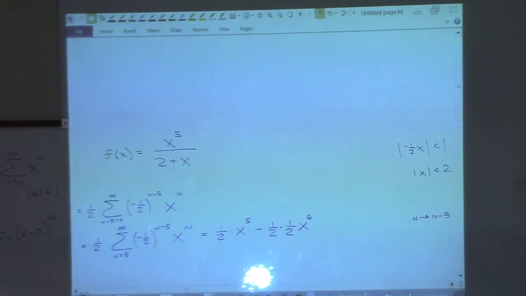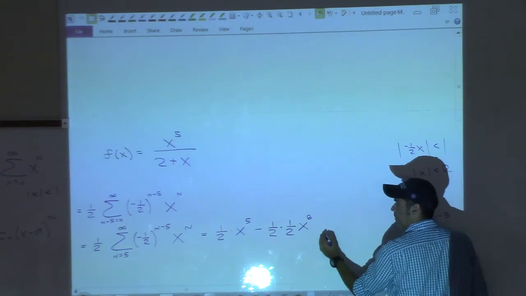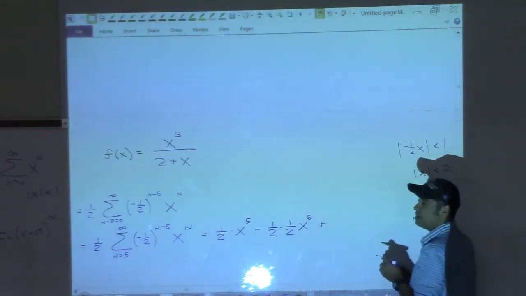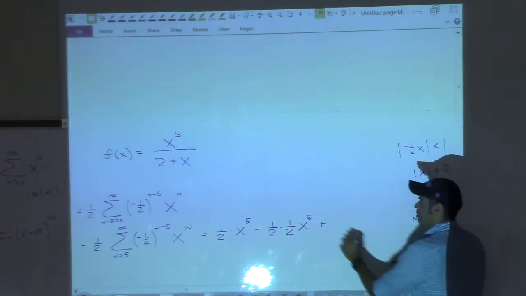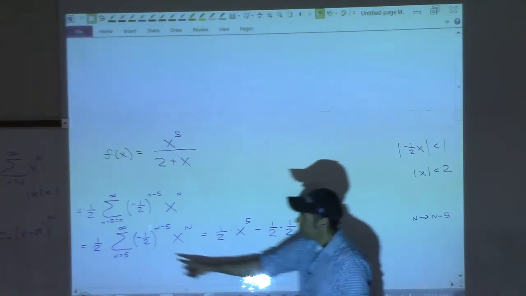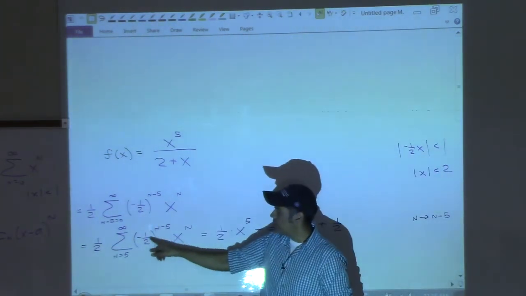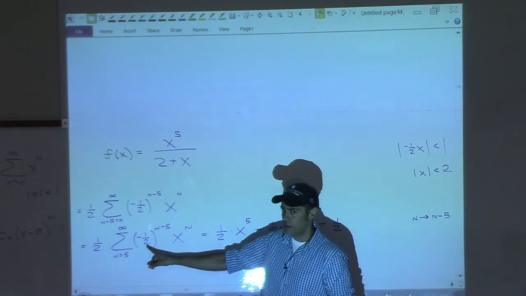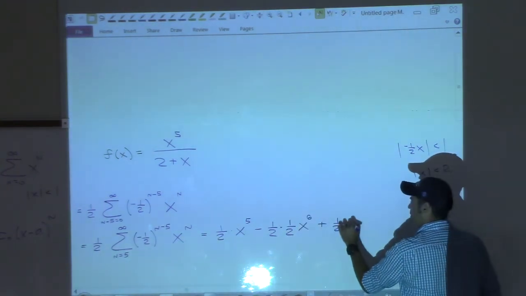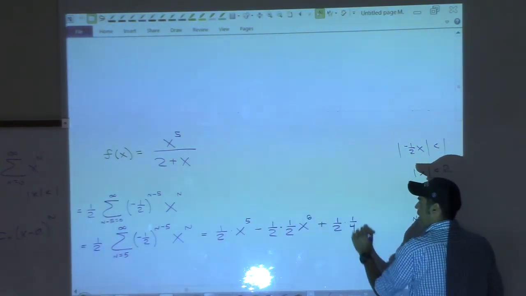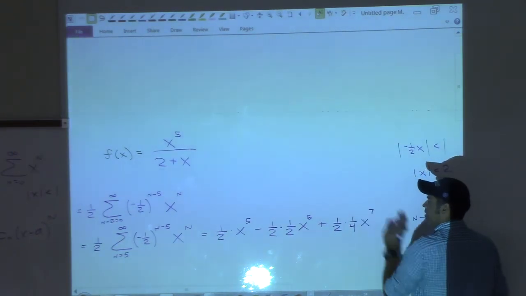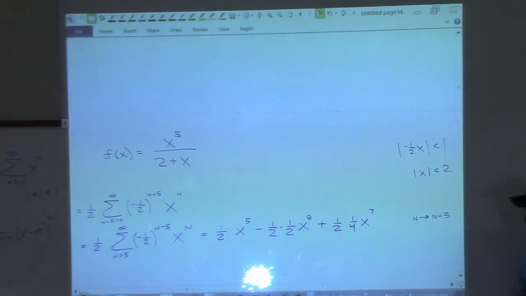What's the next term? Plus or minus? Plus, we're plugging in 7 now, right? So we'll have the 1/2 that comes out of the very front. And then we're doing 7 here, so it's this thing squared, right? Which gives you the 1/4. And then x to the 7. And then you can keep going, yes? I'm going to stop there.